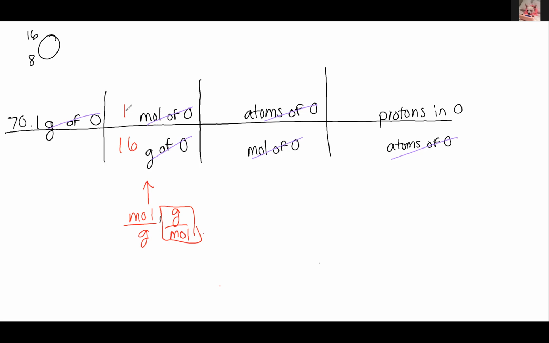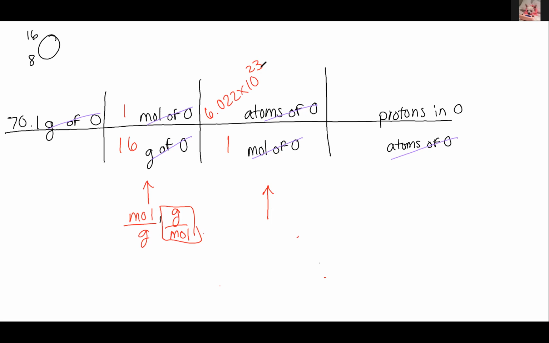Does everybody know how I got that and why I wrote it that way? Yes. Okay, so now this is our next step. What am I going to put here? 1. Yeah, I have 1 mole of oxygen. So in 1 mole of oxygen, how many atoms do I have? 1? No. 6.02 times 10 to the 23. Yes, there you go. In 1 mole of oxygen, I have Avogadro's number of atoms.